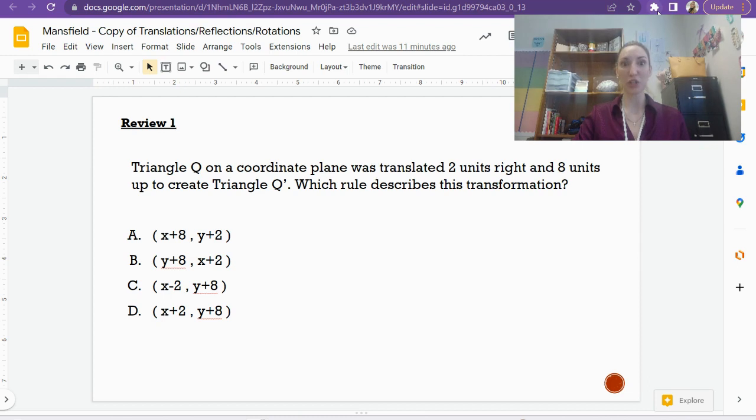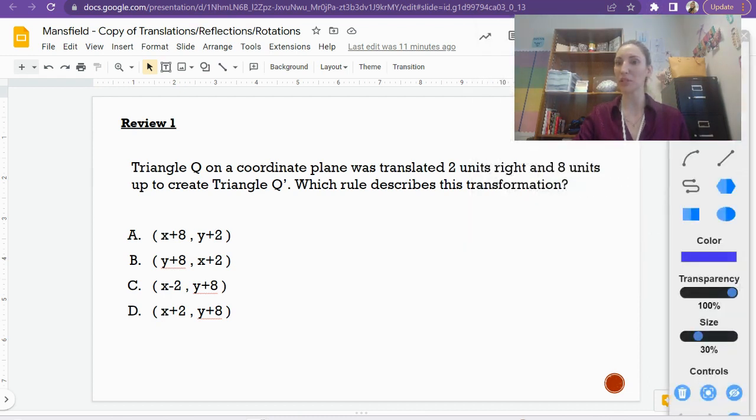It says triangle Q on a coordinate plane was translated. Ooh, very important word over here, right? It was translated. Please write that on your paper so you don't have to copy the whole entire sentence or the whole entire question. Just the keywords should be enough. Translated 2 units to the right, and then 8 units up. Awesome, very good. So this is what your paper should look like, something like review 1, right? And then you should write the keyword translated, so I know which slide that we are talking about.